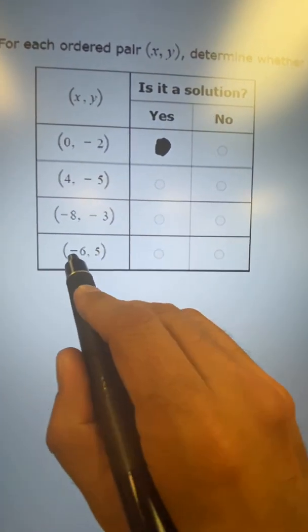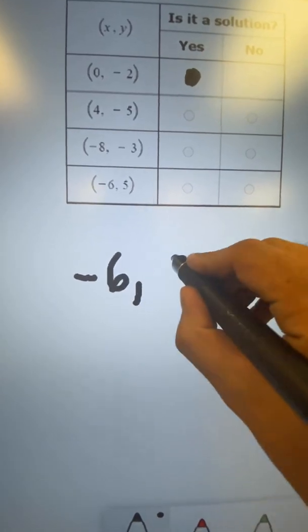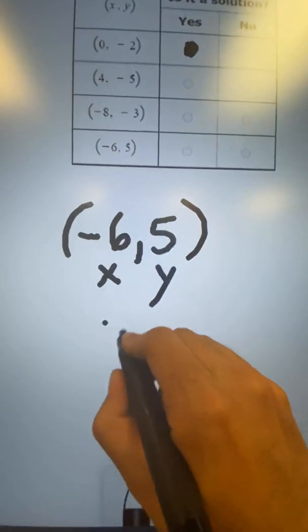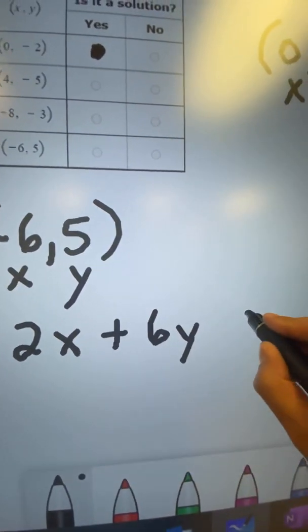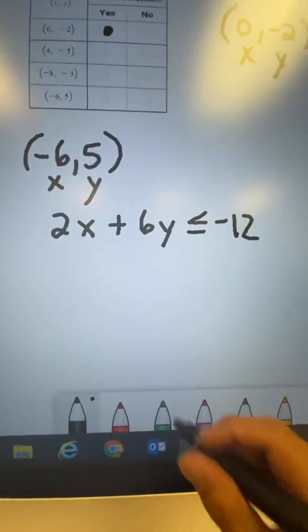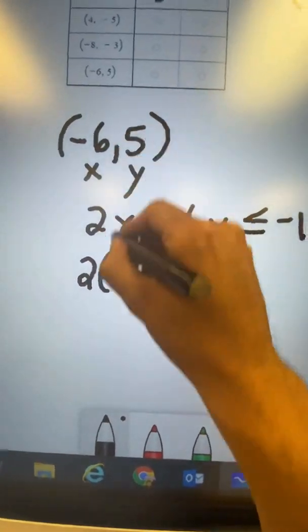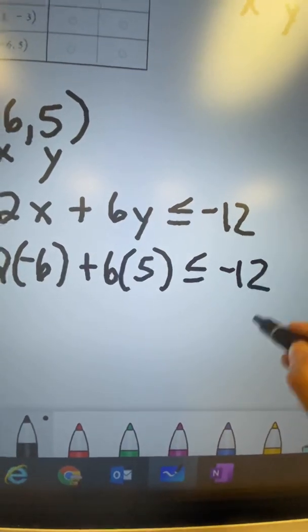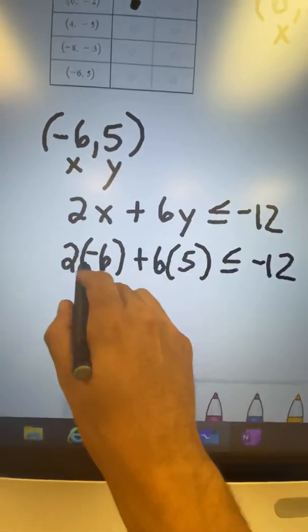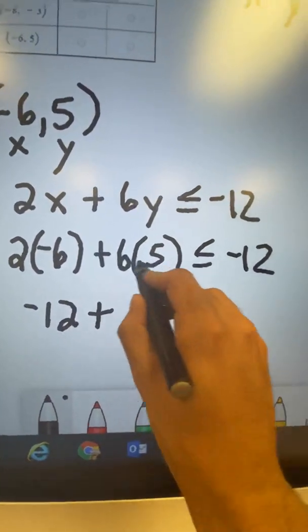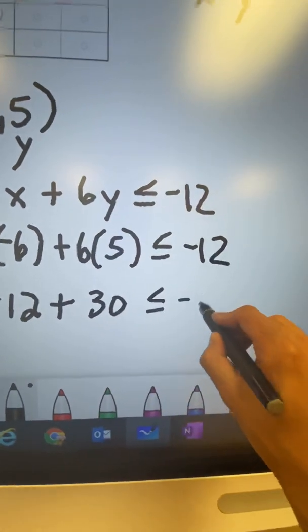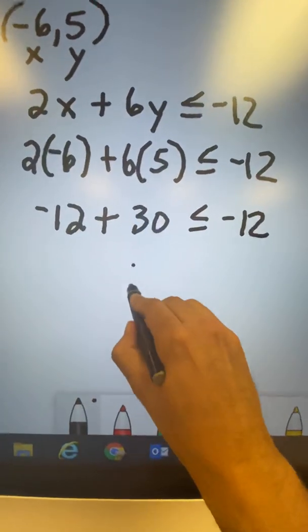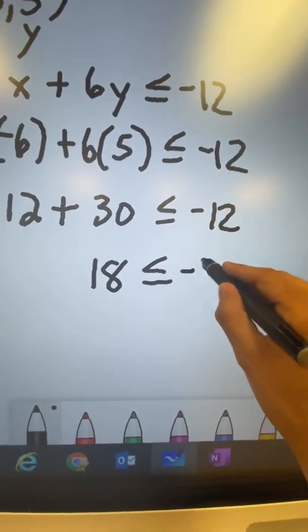And now I'm going to do one more example, the one with the point -6 and 5. So I'm going to use that point. Again, this is my x and my y. I'm going to rewrite the inequality: 2x plus 6y less than or equal to -12. Then I'm going to substitute. So in place of x is -6, and in place of y is +5. Always be very careful with the negatives. Now, same thing, multiply this, I get -12, plus multiply that, I get 30. Again, nothing's happening on the right side because this is a single number. Now when I add these up, I'm going to get +18 less than or equal to -12.